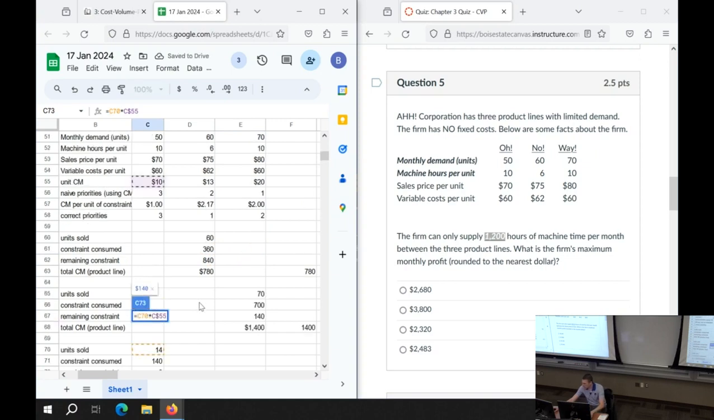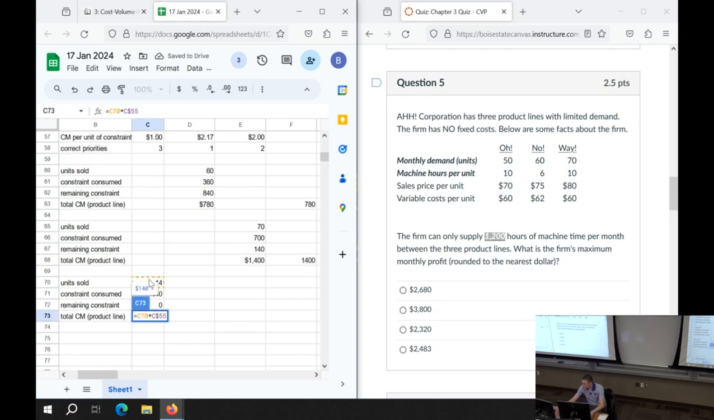And total product line, let's see if it's saved. Yeah, $10 times 14 gives us 140 there. That's our total contribution margin from the O product. And our total overall, 2,320. That should be the right answer. Right there.